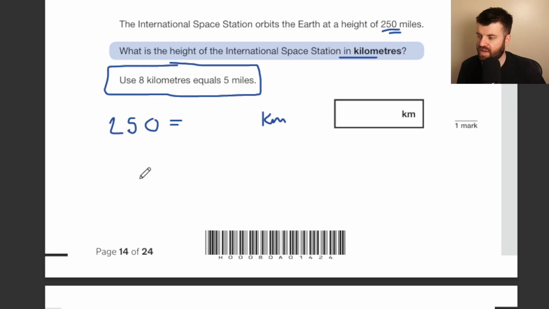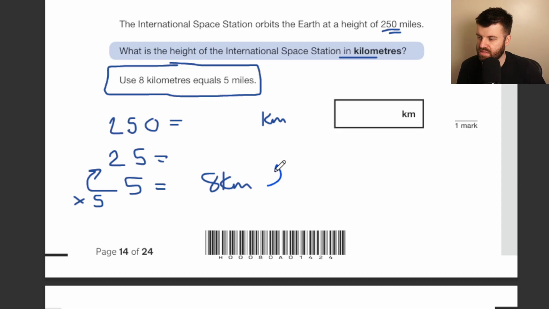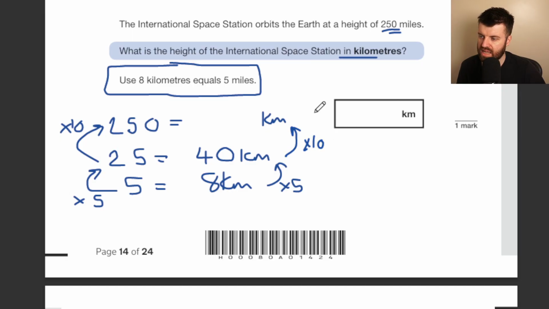Well, 5 miles is 8 kilometers. It's good to know. So what's 25 miles? Well, to get from 5 to 25, we multiplied by 5. Do the same here to kilometers. Multiply this by 5 to maintain equivalence. That means 25 miles is 40 kilometers. Cool. Well, now we need to move from 25 to 250. Hopefully you see that's really easy. We just times it by 10. So do the same here to maintain equivalence. Times 40 by 10. And we end up with 400 kilometers.